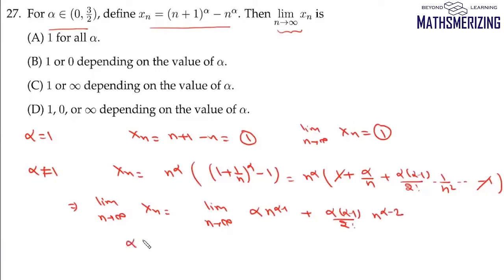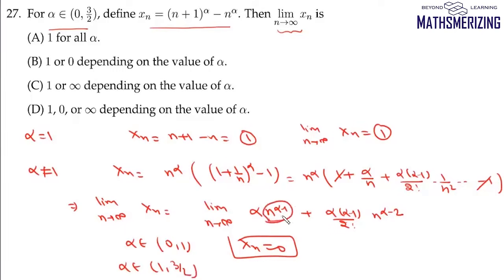Now if alpha lies between 0 and 1, all these powers of n will be simply 0. In that case, the value of this limit will be simply 0. But if alpha lies between 1 and 3 by 2, then this n will have a positive power, and when it has a positive power, then this xn will approach infinity. So answer to this limit will be 1, 0 or infinity depending on the value of alpha, and that's your option D.